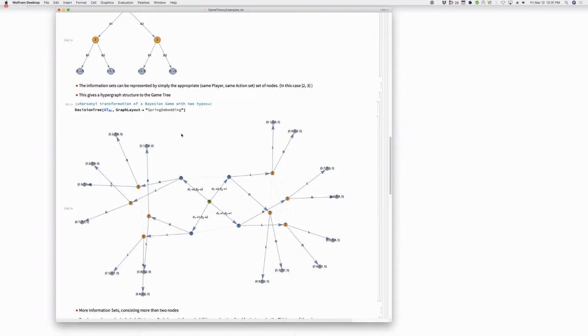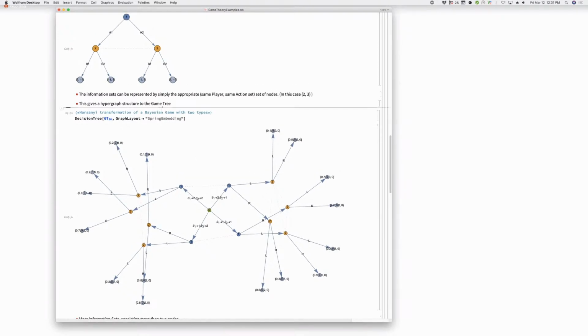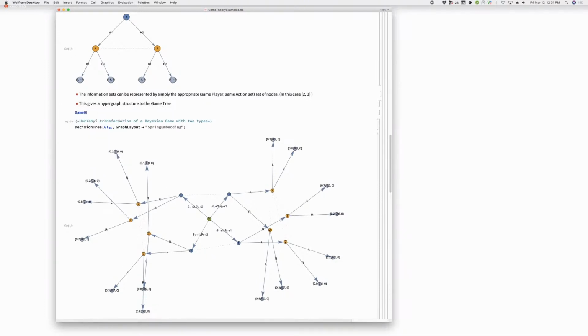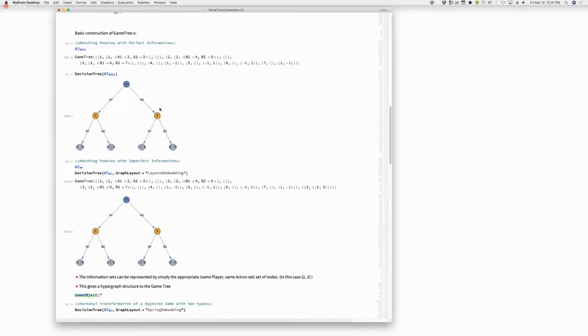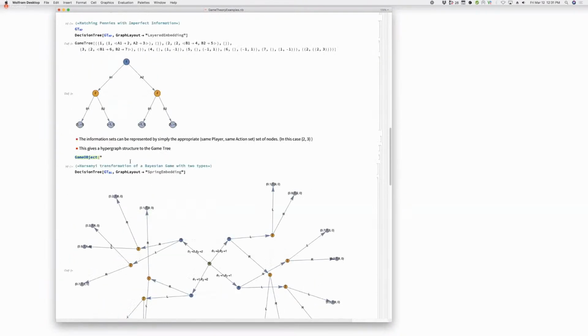I'm not sure. I would think this would be what would happen. You would have a game object of, I don't know what this one was. What is this game named? I'm already losing. Okay. Matching pennies. Yes.